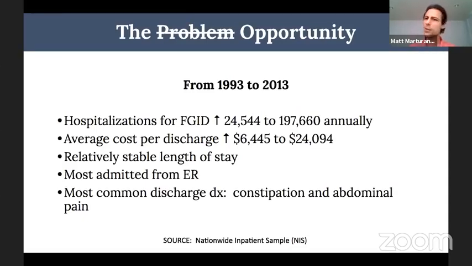The length of stay was fairly stable, but what we were seeing too is that many of these people were admitted from the ER. So again, the types of symptoms that they're experiencing are very distressing. They feel that something is definitely really wrong with them, and they're going to the emergency room for treatment, but they don't have an emergency.